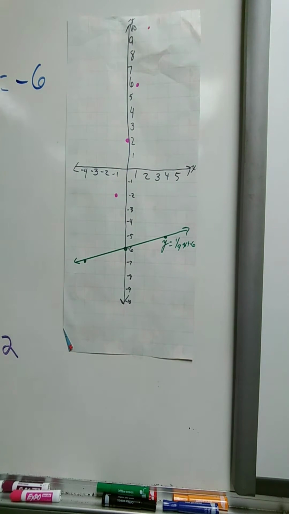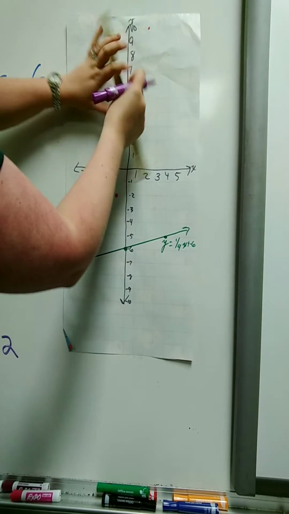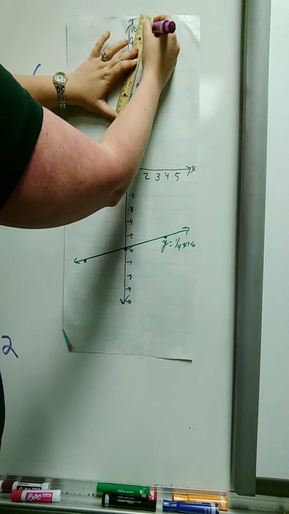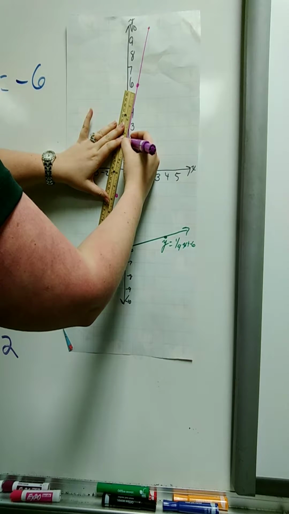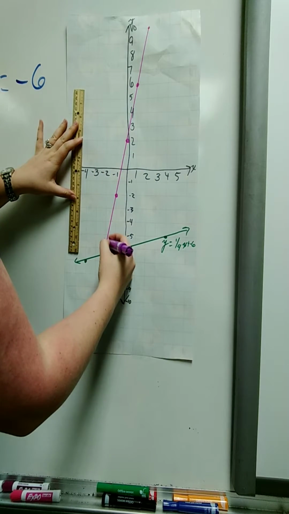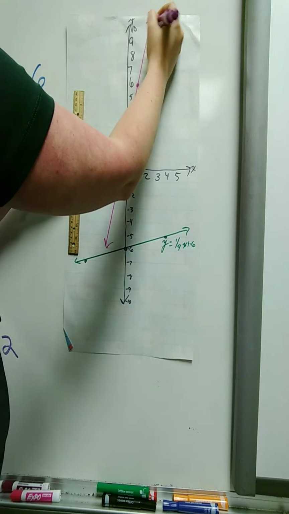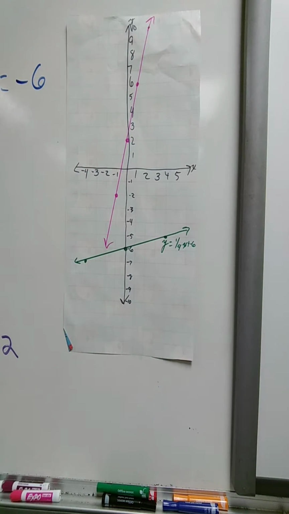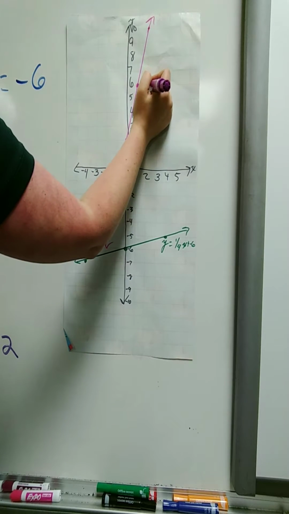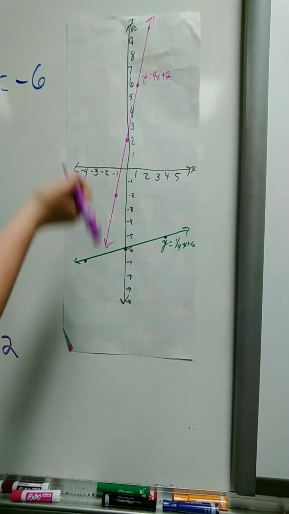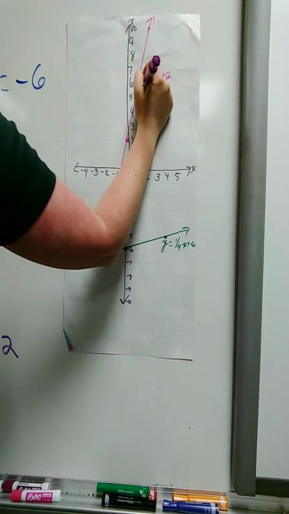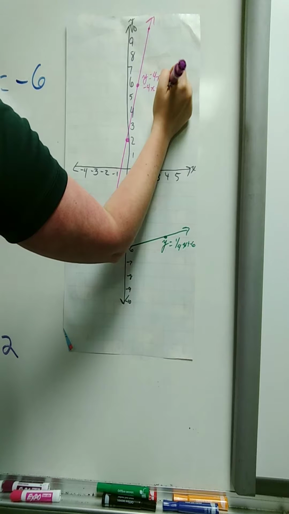Are those in the same line? Yes? My ruler's not long enough, but that'll be okay. All right, and this is the equation y equals 4x plus 2, or negative 4x plus y equals 2.